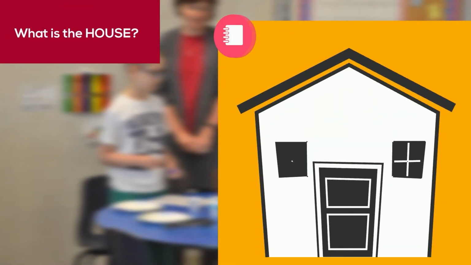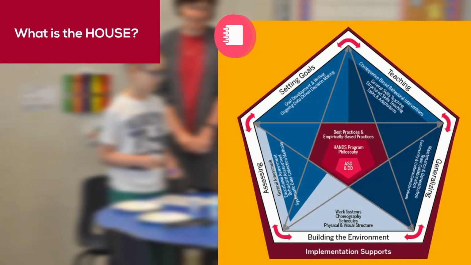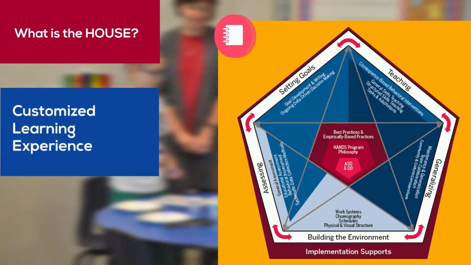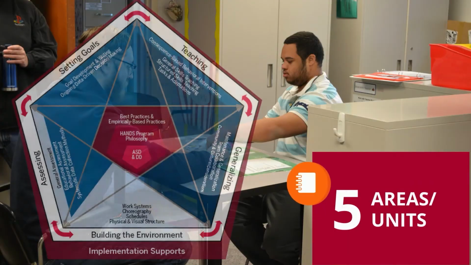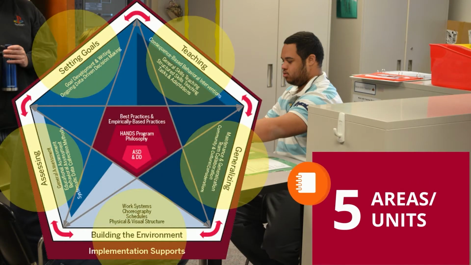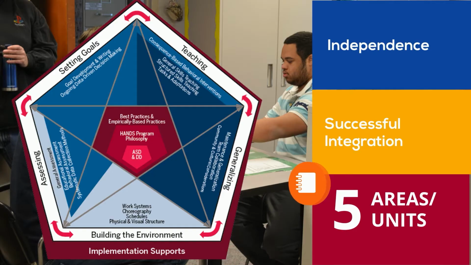The house is a visual representation of the Hands and Autism model. This visual does not completely capture the complexities of customizing programming and instruction for those with ASD and other social, communication, behavioral and/or neurodevelopmental disorders. However, it offers a good overview. Five primary curricular areas, or units, reflect the behavioral and educational practices and processes, which are essential in supporting the independence and successful integration of individuals with ASD.